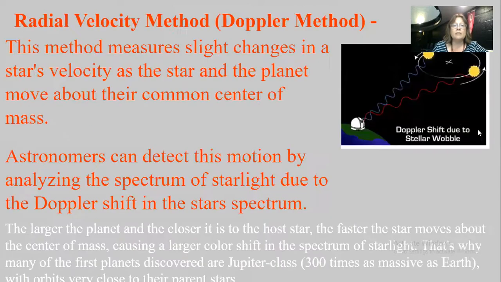All right, the next method I'm going to go over is the radial velocity method. And it is an extension of the astrometry method. Now, this method uses slight changes in the star's velocity and the concept of redshift and blueshift using the Doppler method. So what is that about?